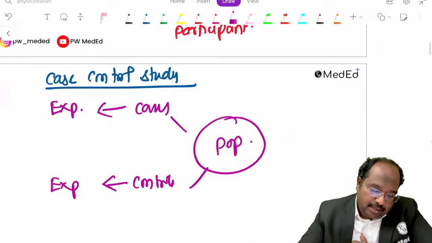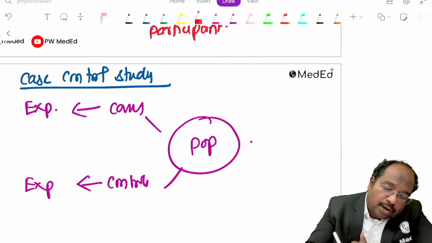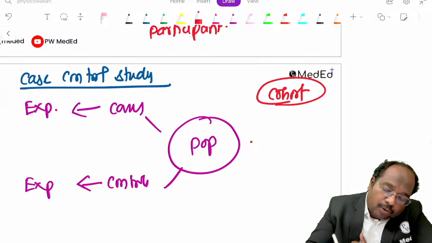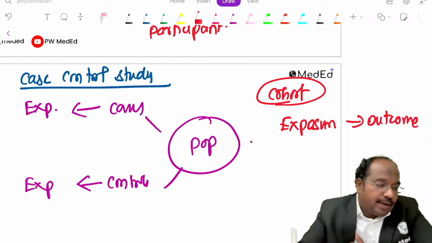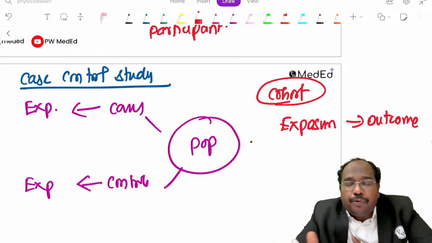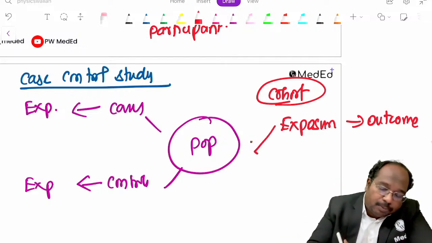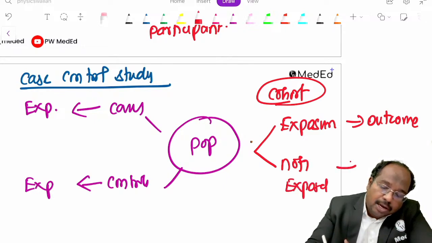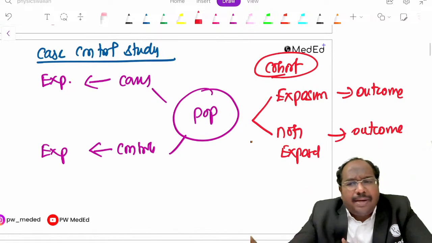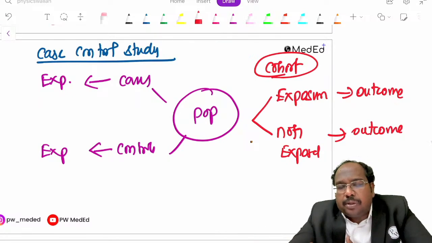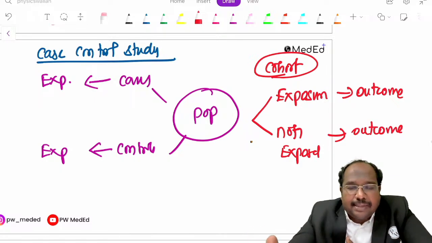Now the next one is the cohort study. For a cohort study, it's exposure to outcome. You have two groups: one is exposed people, the second is non-exposed, and you follow them. How many of them develop the outcome? Take an example, smoking: smokers and non-smokers, you check how many develop bladder cancer or lung cancer. That is a cohort study, exposure to outcome. Case control study is outcome to exposure.